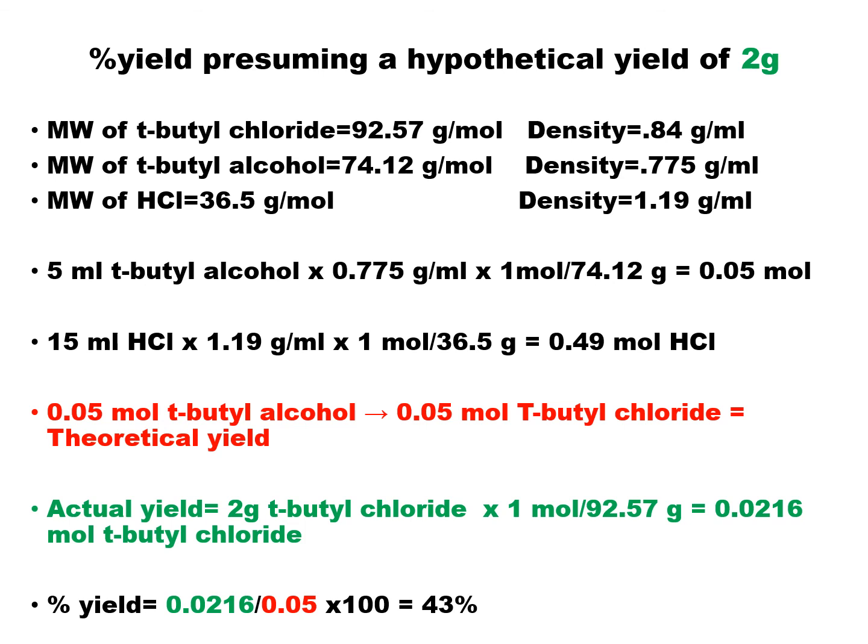And if your product was 2 grams, which means you'll have a 43% yield, whereas if it is below that, then you can calculate that and put it in your lab report.